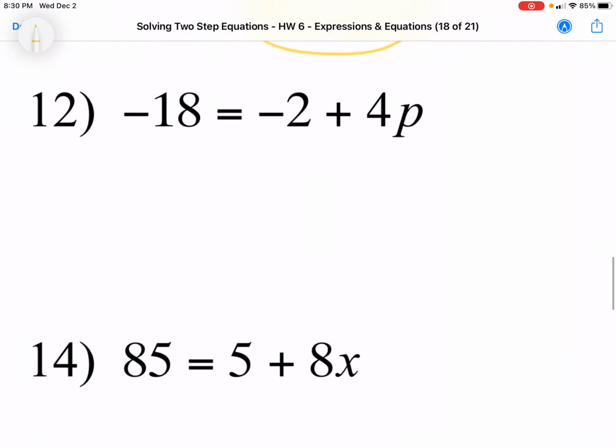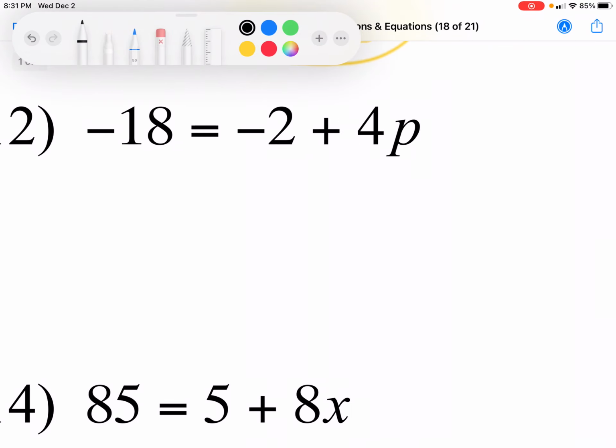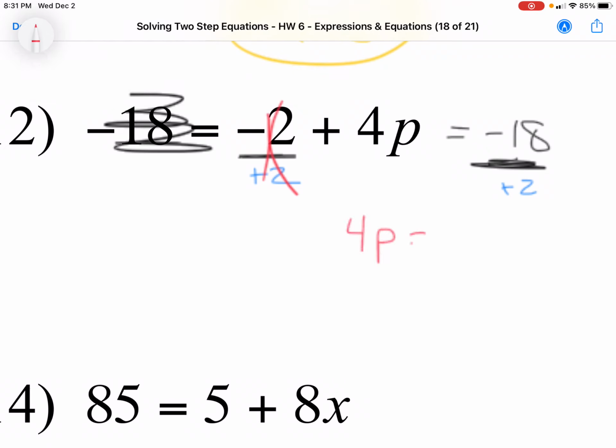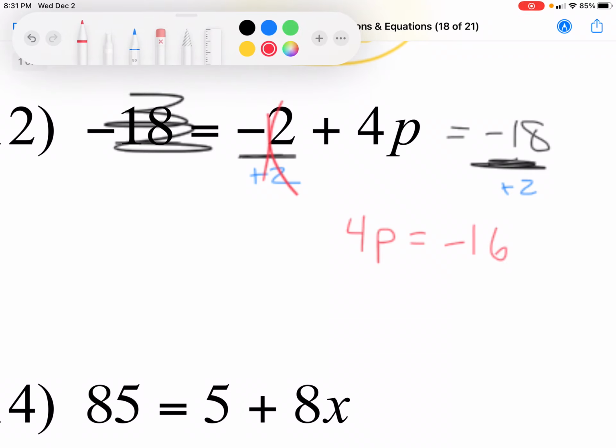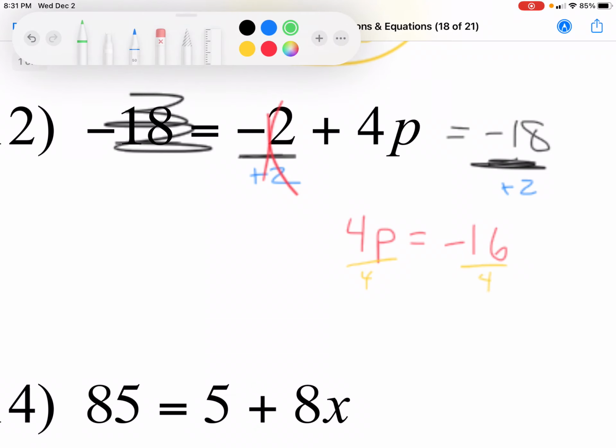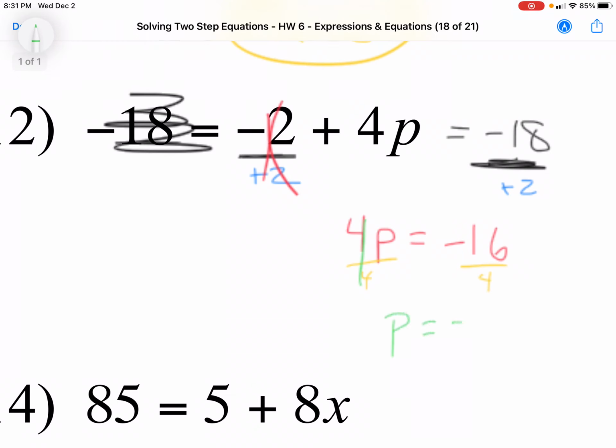Number 12. I'm going to rewrite the problem to put the variable on the left side. So I'm going to mark out the negative 18, and put it over here on the right side. Like terms, negative 2 and negative 18. Add 2 to both sides because we want to go away from the variable. The variable stinks. Get it by itself. I'm left with 4p equals negative 16. The next step is to divide by 4. And you're going to be left with p equals negative 4.